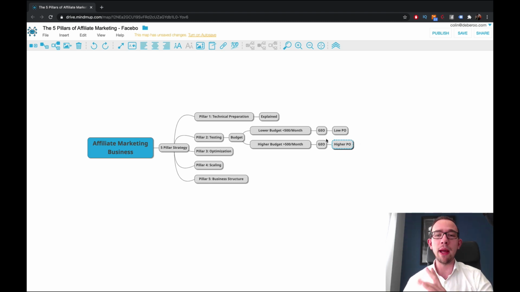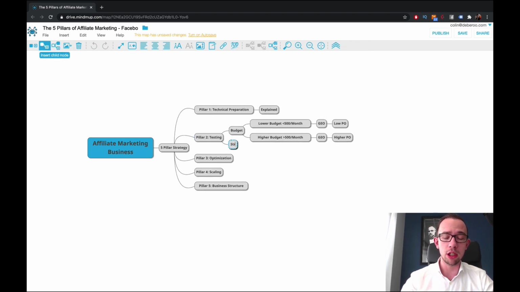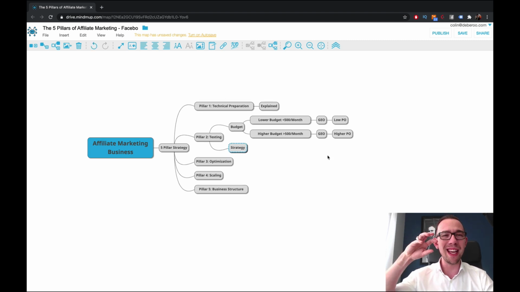So the geo, the payout, now comes to the strategy. This is everything related to the budget. Now we get to the good stuff, which is the strategy. You might say, Colin, yeah, strategy. This is the exact strategy I use, so pay attention, to actually run campaigns. You will not find this anywhere else.